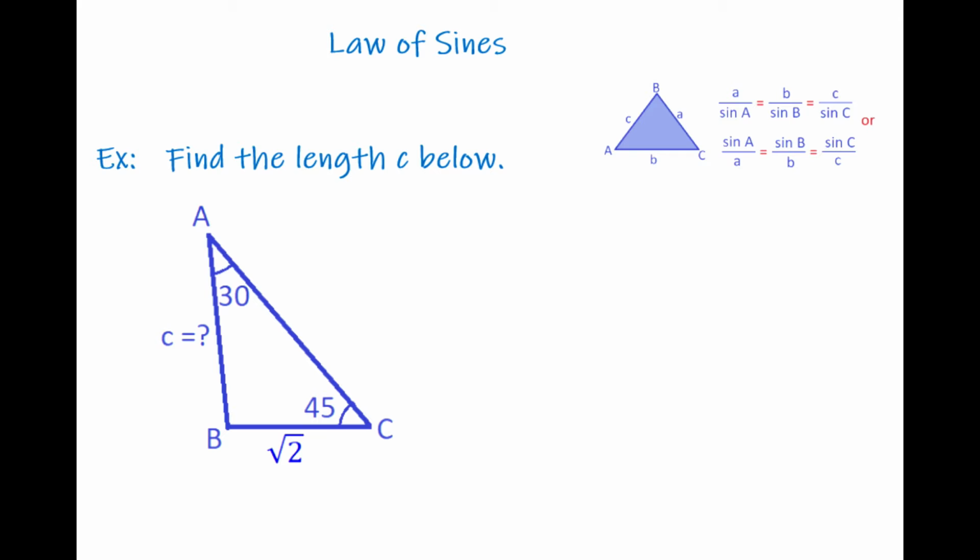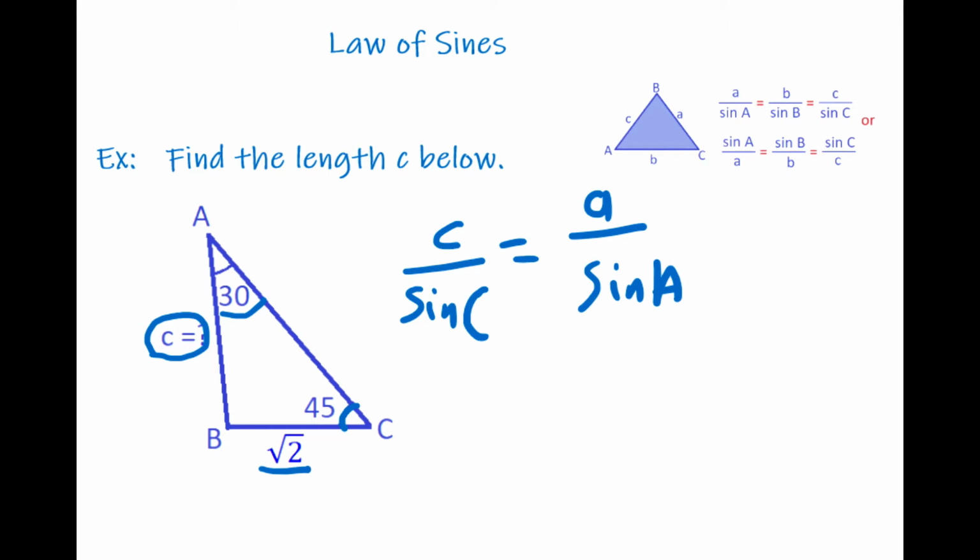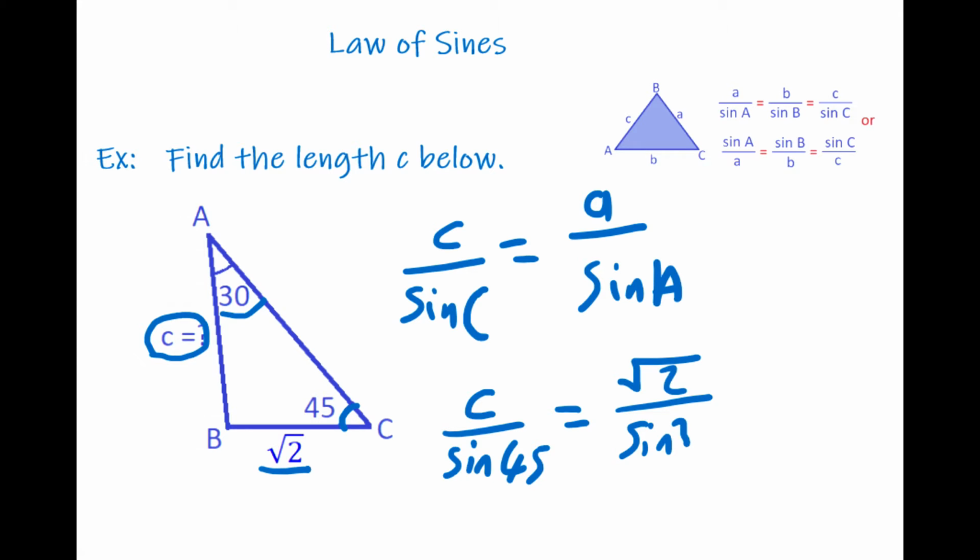And in this question, guys, it says find the length c below. As you can see here, guys, we have sine a and the length a, and sine c, and we are asked to find length c. So we can write c divided by sine c is equal to, guys, a divided by sine a. And we don't know the value of c, but we know sine c, right, which is sine 45. So we can write c divided by sine 45 is equal to, guys, a is given to us as square root of 2, right? Square root of 2 divided by sine 30, since A is 30 degrees, guys.